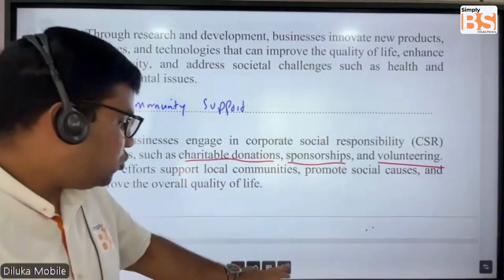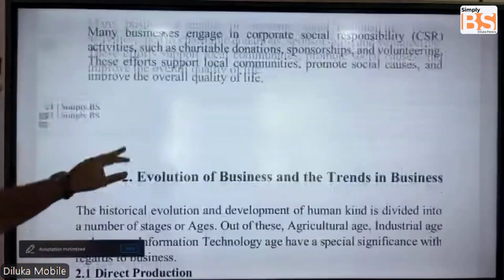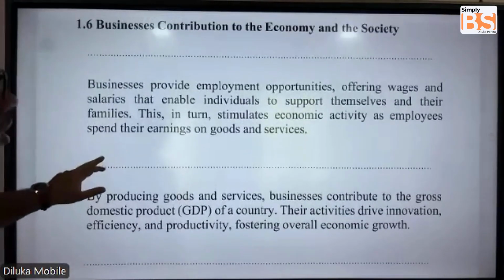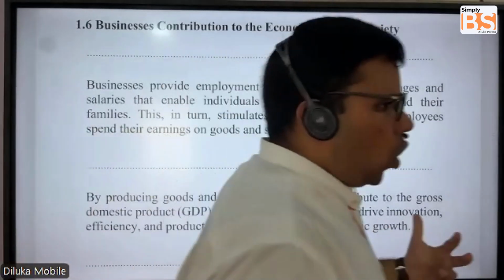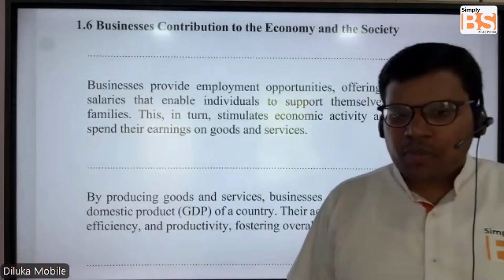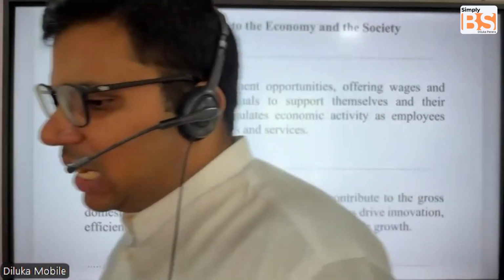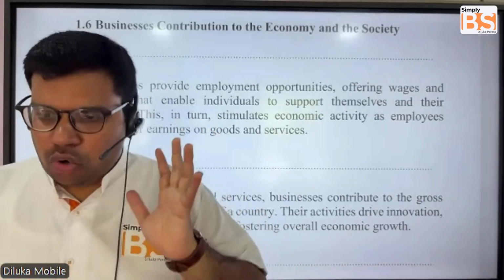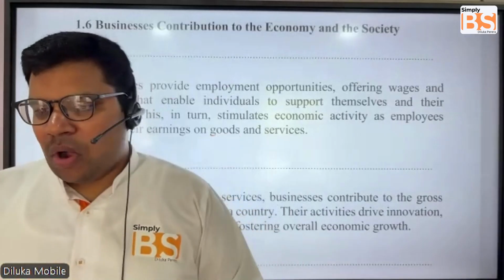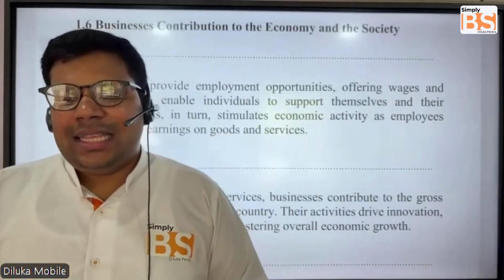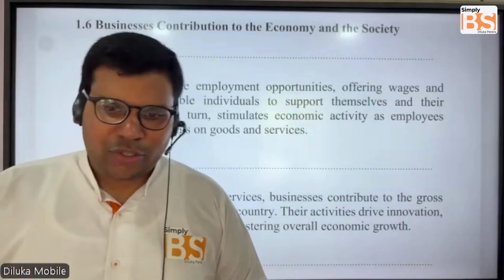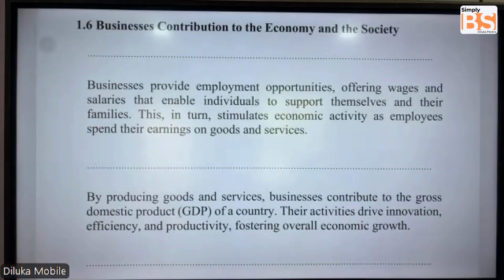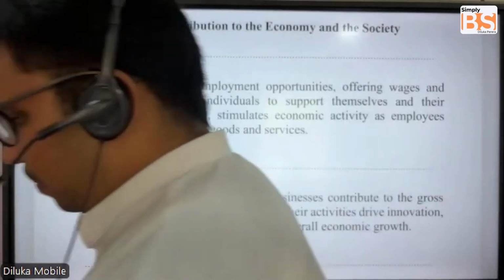Okay, students. These are the main factors that you can write on how a business organization could contribute to the economy and the society as a whole. Understood? Now take 1 or 2 minutes, recap those points, and after that we'll move on to the other part of the session. Go ahead, students. If you have any questions, kindly ask.